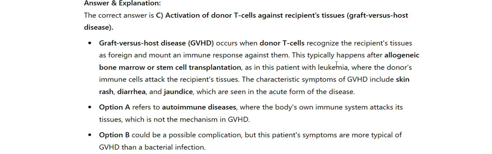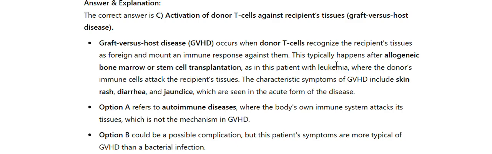The characteristic symptoms of GvHD include skin rash, diarrhea, and jaundice, which are seen in the acute form of the disease. Option A refers to autoimmune diseases, where the body's own immune system attacks its tissues, which is not the mechanism in GvHD. Option B could be a possible complication, but this patient's symptoms are more typical of GvHD than a bacterial infection. Option D refers to graft rejection, which typically occurs due to differences in HLA between donor and recipient. GvHD is more commonly associated with HLA compatibility.